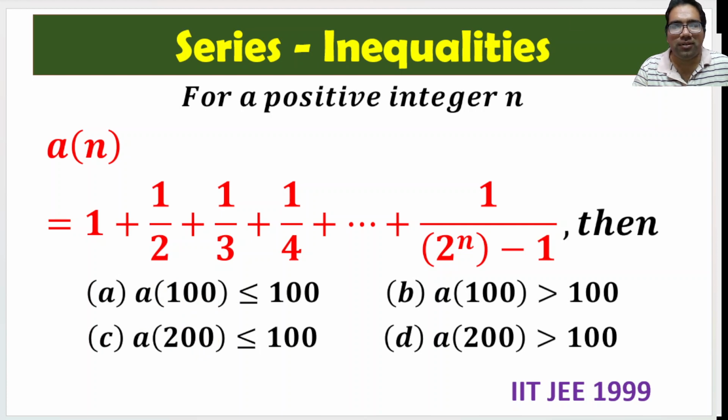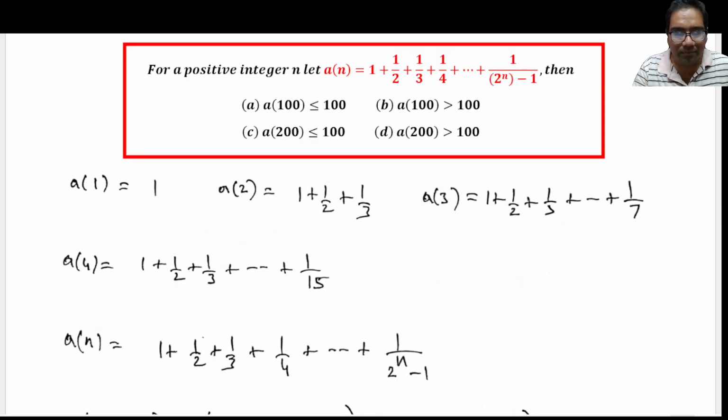Right. So let us write this series in a little bit more detail. For example, A of 2. Just like we discussed, A of 2 will have 2 power 2 minus 1 terms, that is till 3: 1 by 1, 1 by 2, 1 by 3. Similarly, A of 3 will be up to 1 by 7, so it will have 7 terms, while A of 2 has 3 terms, right? A of 4 will have how many? 15 terms.